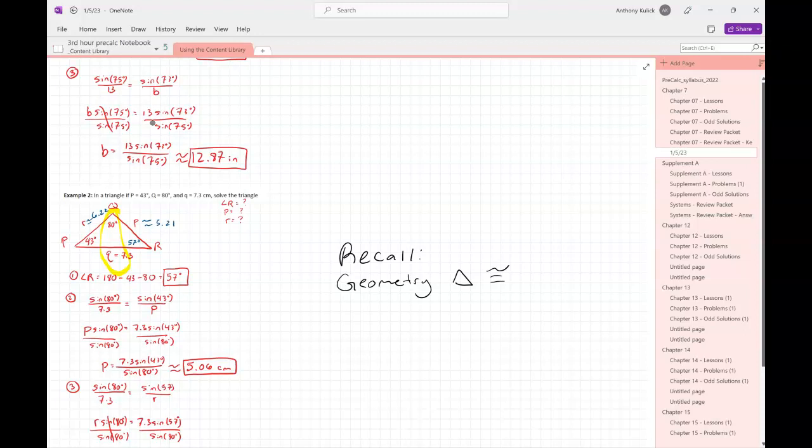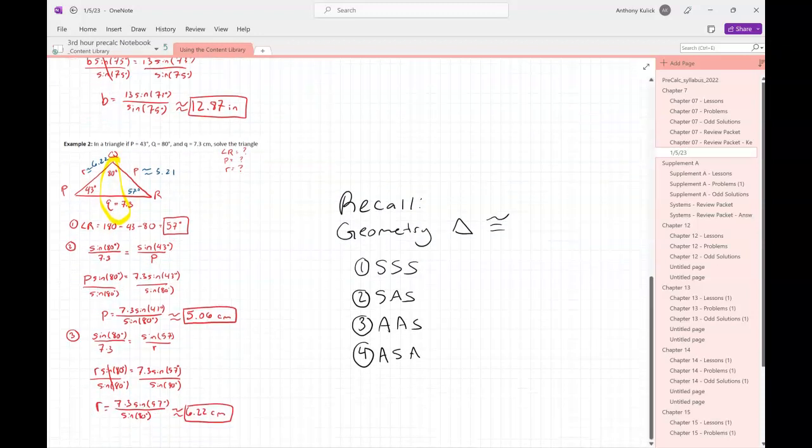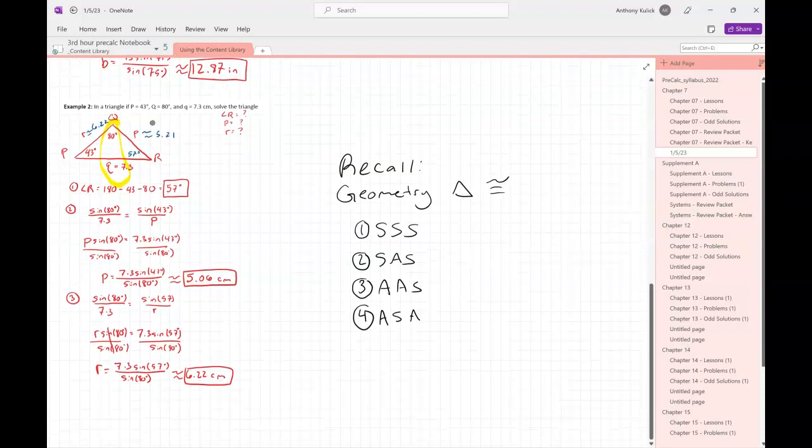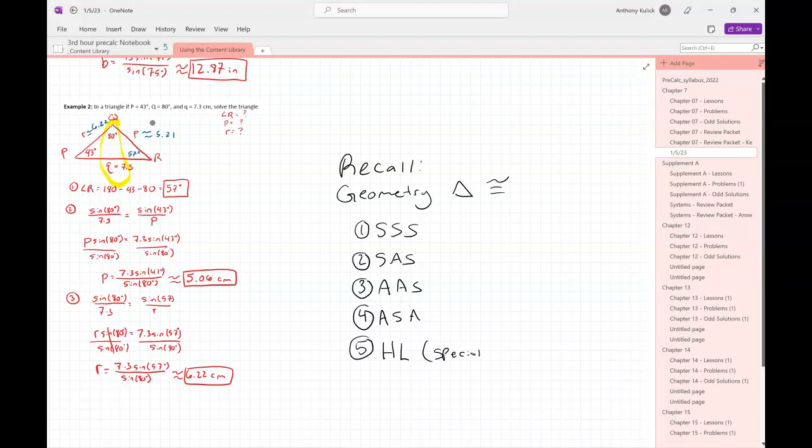Oh, side. So side was one. Side, angle, side. Angle, side was one. It's angle, side, angle. And then there's a 5th one that you used on occasion that was like the hypotenuse leg. And this was a special case of SSA, where the A had to be 90 degrees.